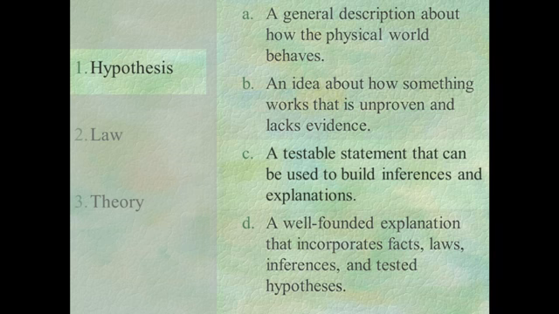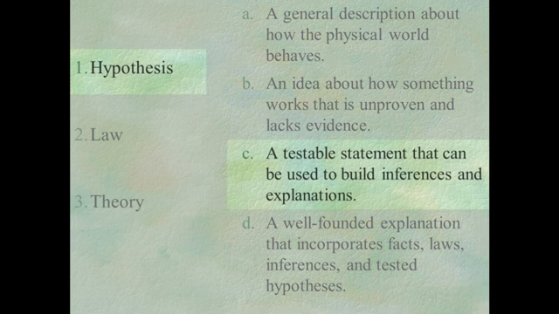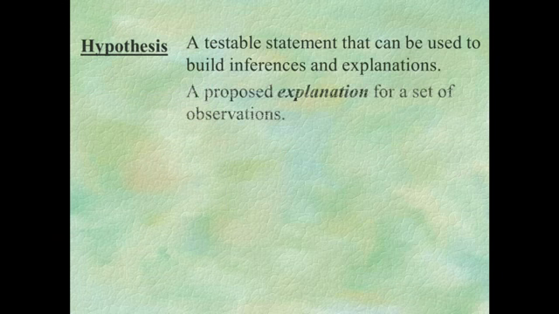Well, of course, the best definition is C. It's a testable statement. We usually say that a hypothesis has to be falsifiable to be useful. That is, that there is some observation that you could make that would show that it is not correct. And we use this to build inferences and explanations, right? So here's our definition.